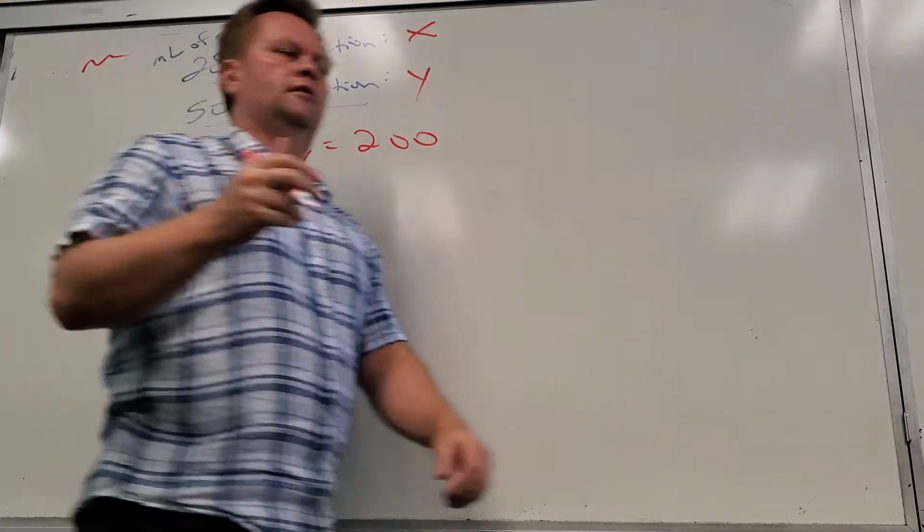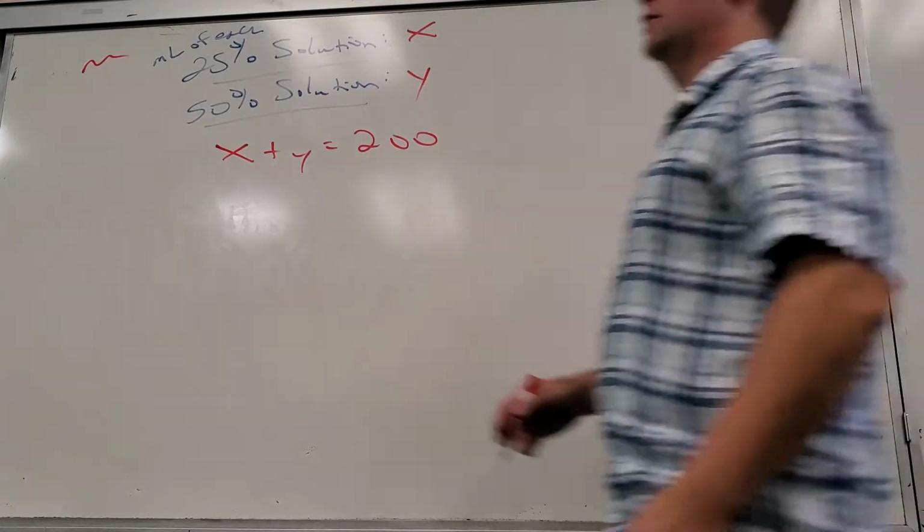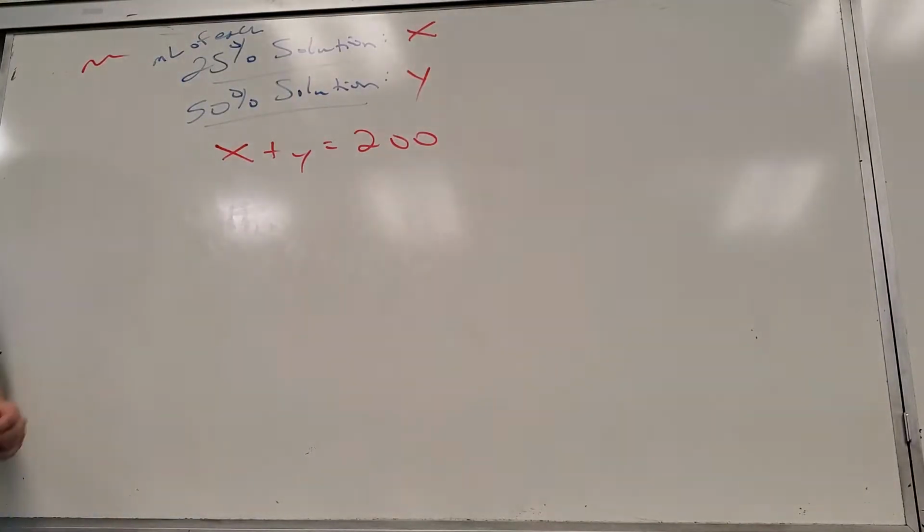Now I've got to bring in what information? I've got a 25% solution and a 50% solution. And I want to make a total of 40%. 40% of what? What's the total got to have? 40% of 200 milliliters. Okay, I like it.